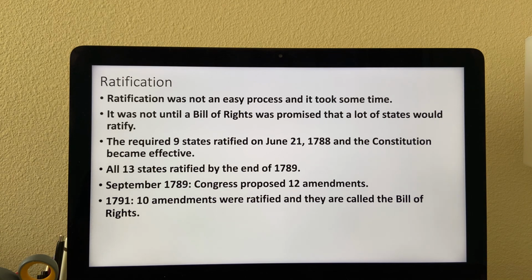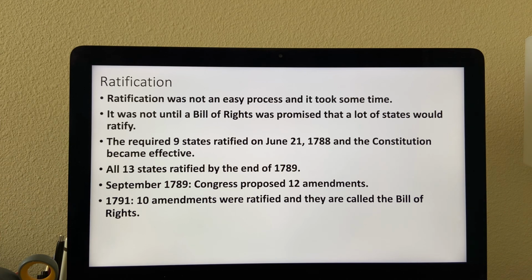They decided that it would need a majority of 9 states to ratify the Constitution and for it to become effective. So the 9th state ratified the Constitution in June of 1788, and the Constitution officially became the government in the United States. It was the end of 1789 before all 13 states ended up ratifying. All the states ended up doing that, but it took some time because the states had to vote among their legislatures.